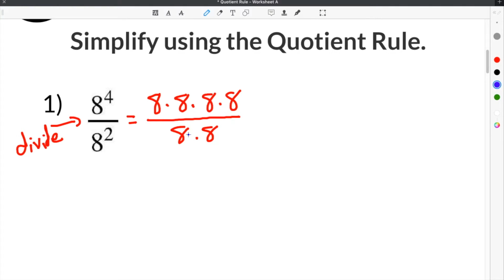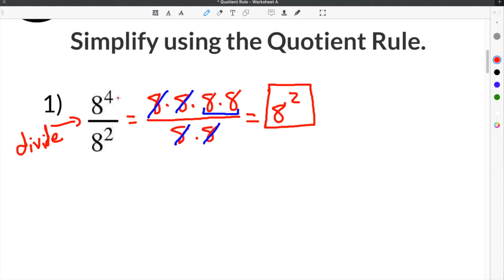Now anytime you're dividing, you can cancel. So whatever you have on top, we're going to cancel from the bottom. So we have one 8 on top, which cancels one on the bottom, one on top, which cancels one on the bottom. What we're left with is 8 times 8, which is equal to 8 squared. And that's going to be our answer. So if you look at our original problem, we have 8 to the 4th divided by 8 squared, and you end up with 8 to the 2nd power.